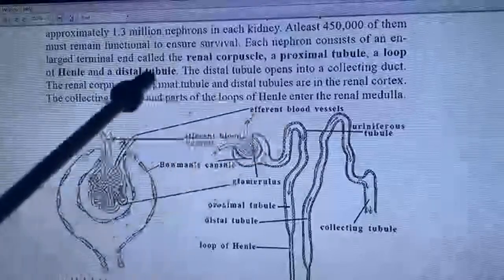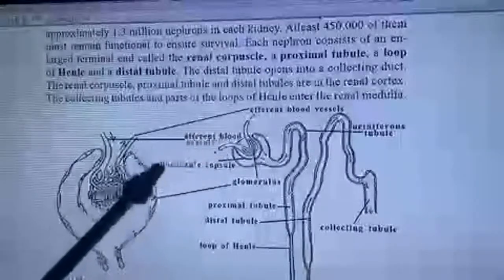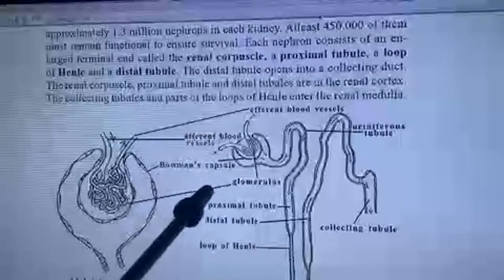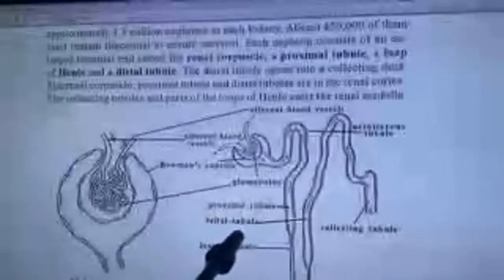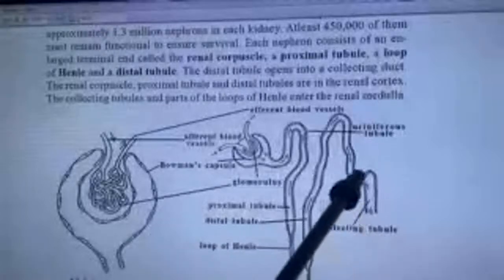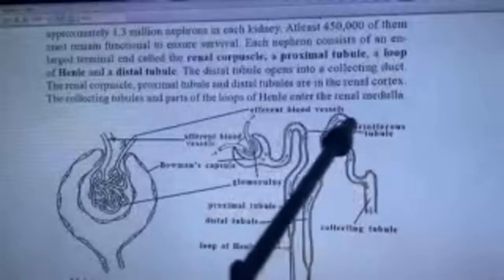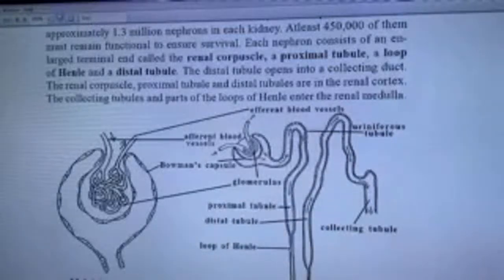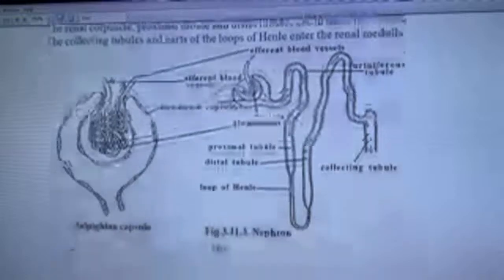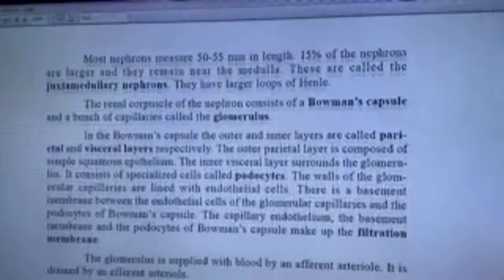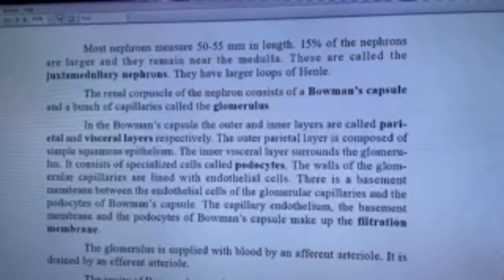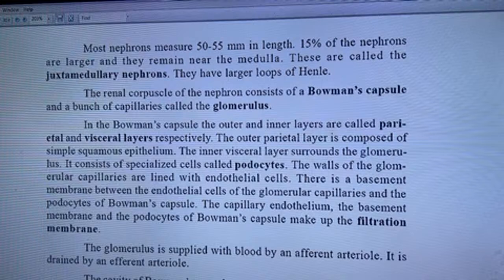Afferent blood vessels, efferent blood vessels, Bowman capsule, glomerulus, proximal tubule, distal tubule, loop of Henle. This one is the collecting duct. This is the uriniferous tubule. This is the structure of the nephron. Most nephrons measure 50 to 55 millimeters in length. 15% of the nephrons are larger and they remain near the medulla. These are called juxtamedullary nephrons. They have large loops of Henle.